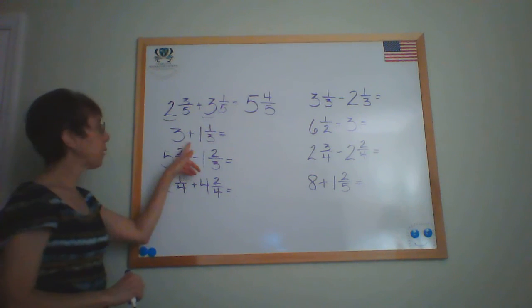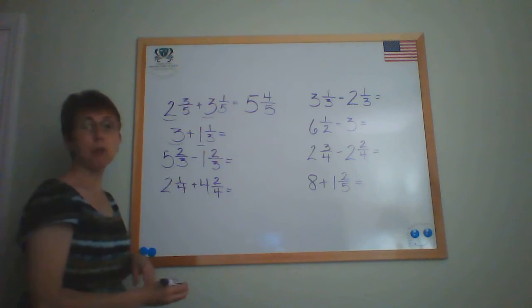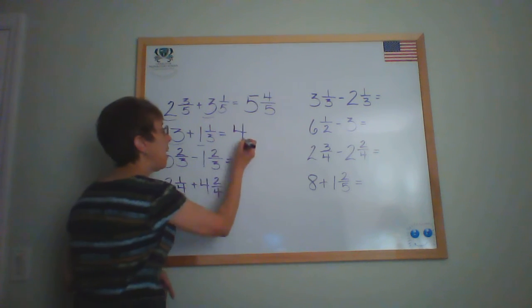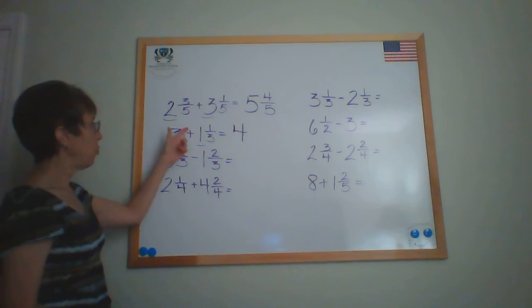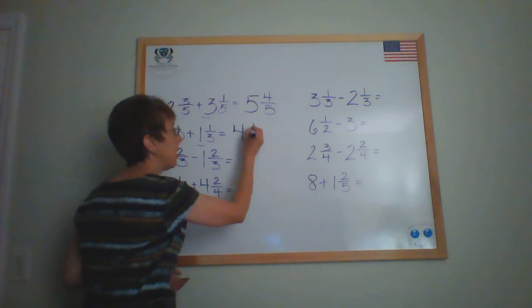Here we have 3 plus 1 1/3. Add those whole numbers first. 3 plus 1 equals 4, and then you add your fractions. No fraction here, plus 1/3 here. 0 plus 1/3 is 1/3.